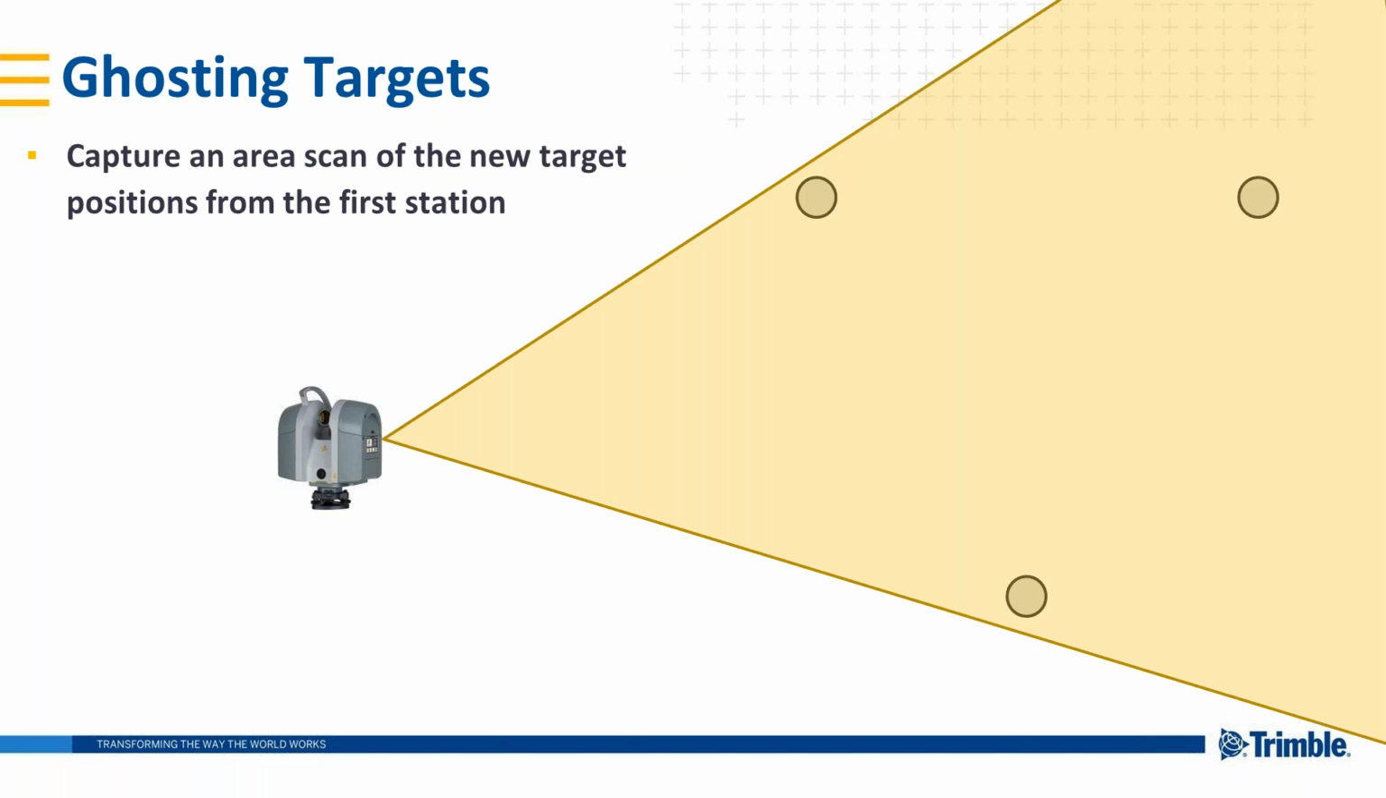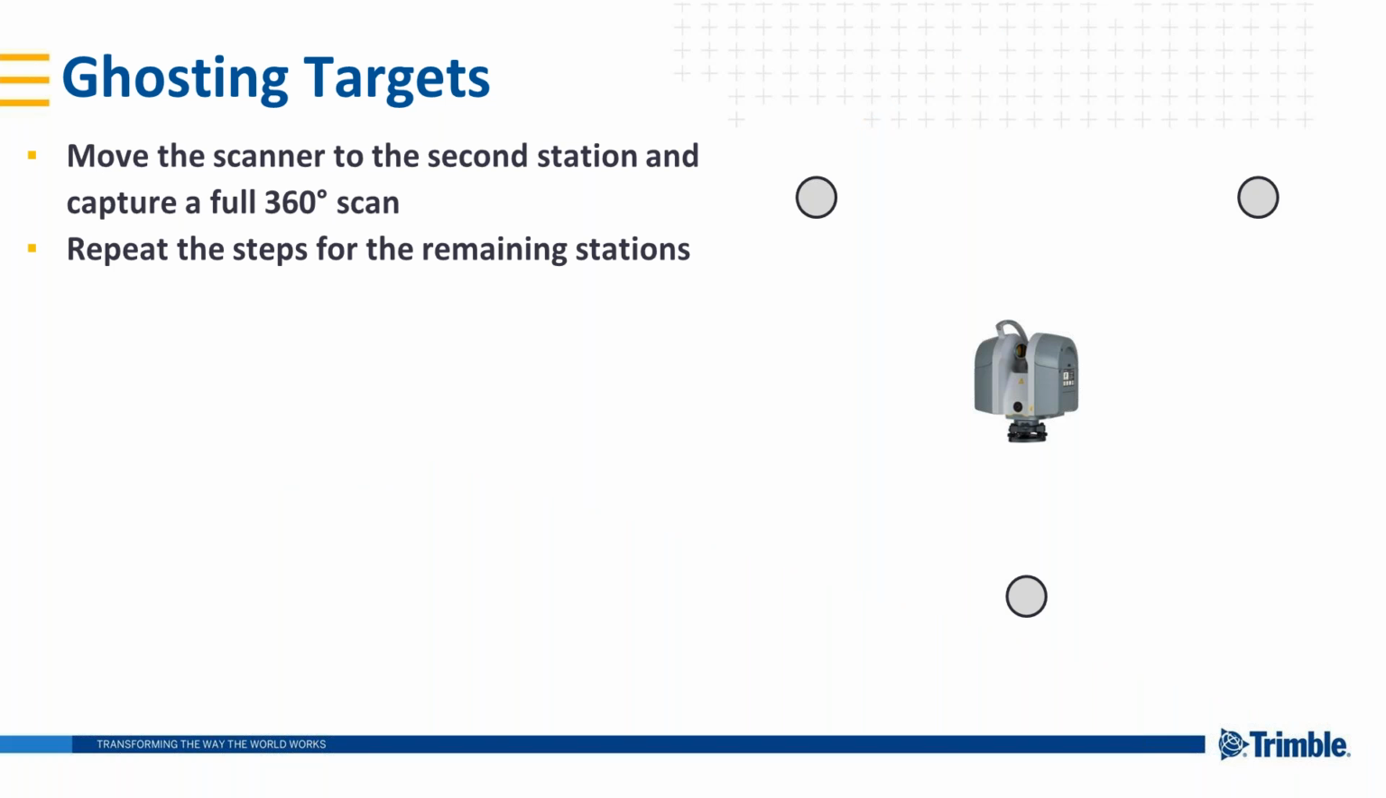Capture an area scan of the new target positions from the first scan station. And then move the scanner to the second station and capture a full 360-degree scan. And you can continue repeating these steps for the remaining stations, and you should have no problem with automatic target-based registration as long as the targets are within distance and they're acquired with at least 200 points.